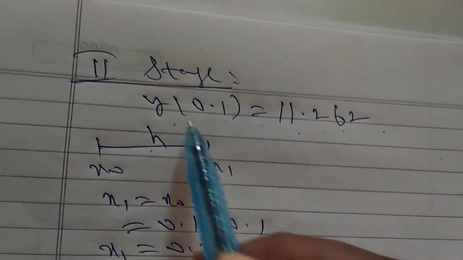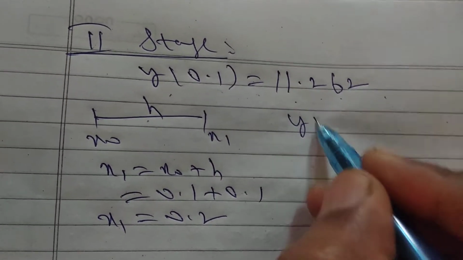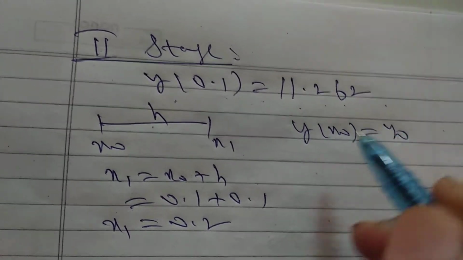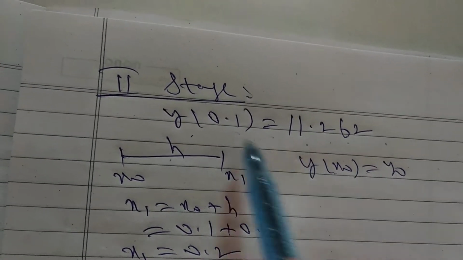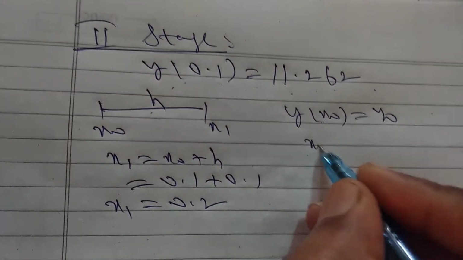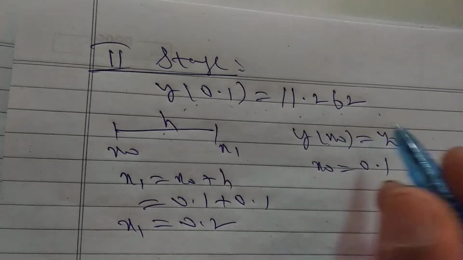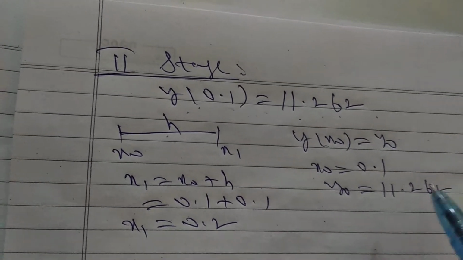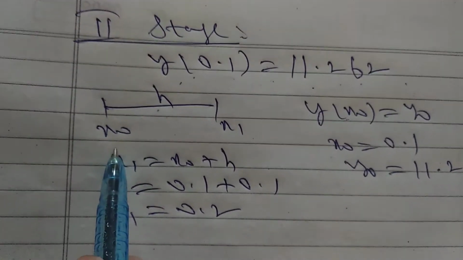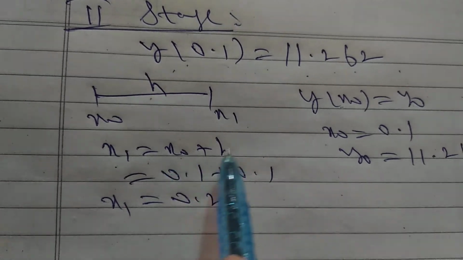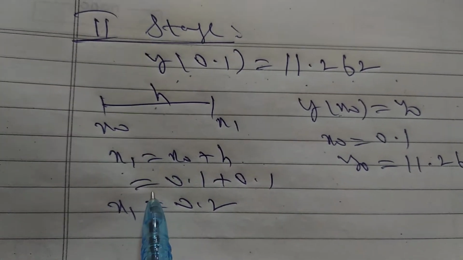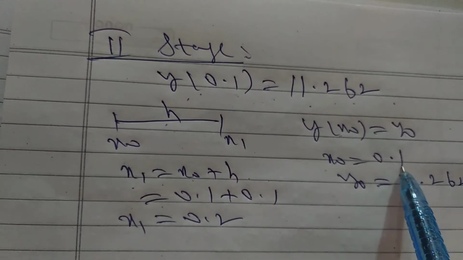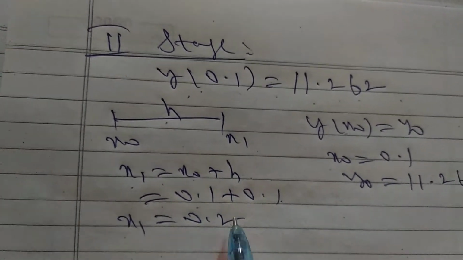11.262. So here also you take y of x naught is equal to y naught. What is the value for x naught? In this case, x naught is equal to 0.1. And what is y naught? Y naught is equal to 11.262. So now you have to find out x1. x1 is equal to x naught plus h. So x naught becomes 0.1 plus h, which is 0.1, that is equal to 0.2.